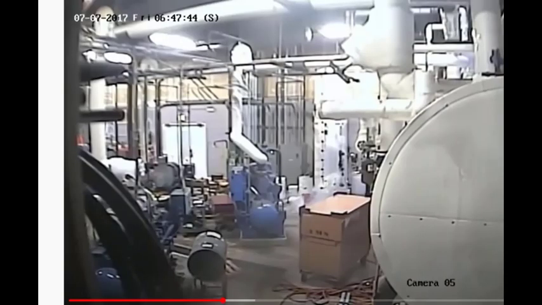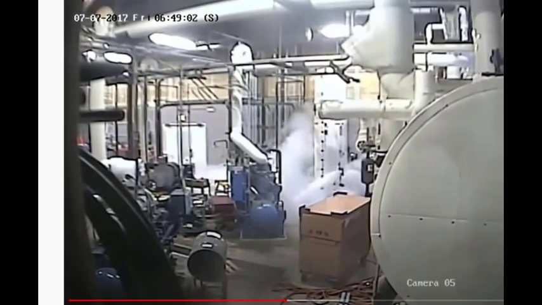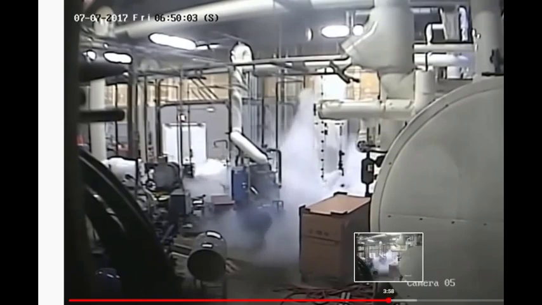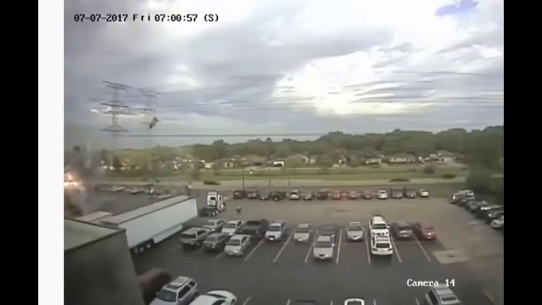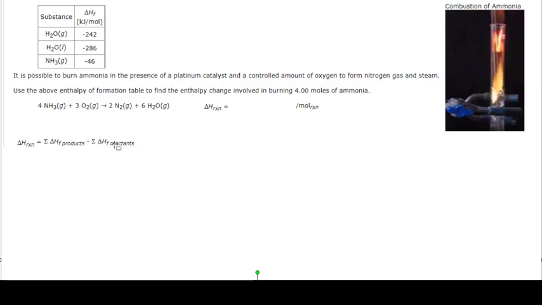Ammonia is used as a refrigerant, so you can set it up and use it to chill things. This is the inside of a yogurt plant where they're chilling down some yogurt. A pipe breaks, and as the ammonia fills up the room, eventually there's enough of it and there's a source of ignition and the plant explodes. So that's the combustion of ammonia, catastrophically.